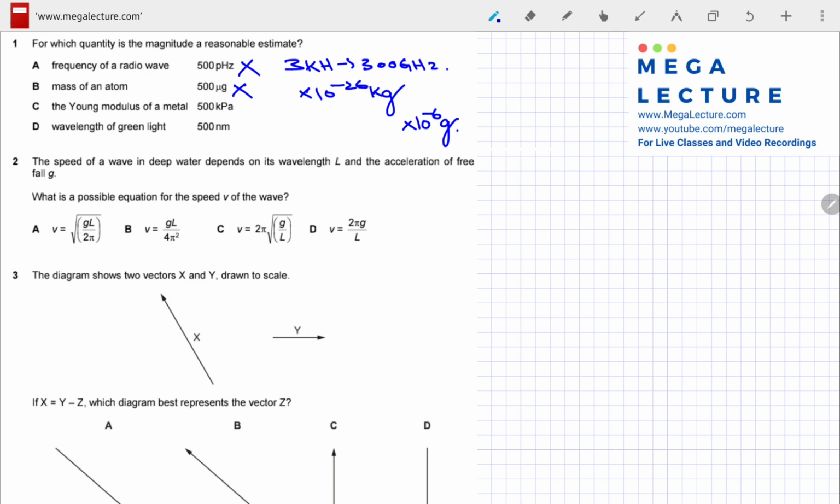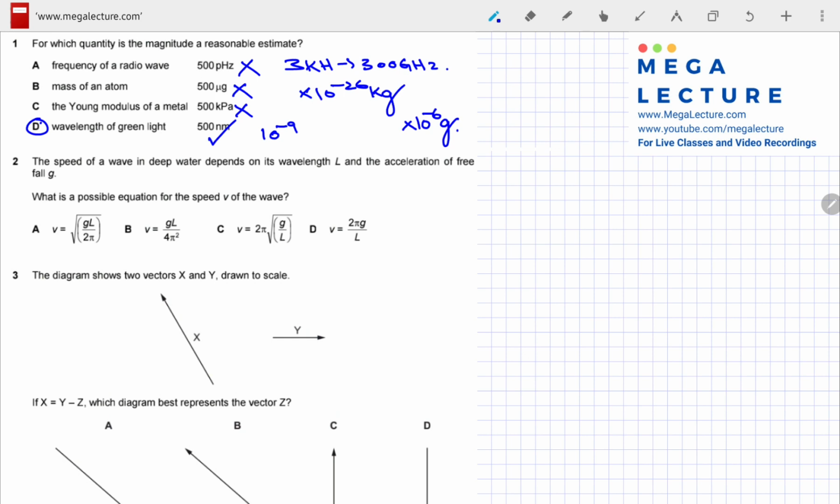fulfill the condition. Then we have Young modulus of a metal, and that is 500 kilopascals, but this is also not within the range, because for steel you have 215 gigapascals, and for aluminum it's around 70 gigapascals. So this is too low, so this does not fall in the range as well. What about the wavelength of light? 500 nanometers, right? We know that the light wavelength is in 10 raised to power minus 9, and so 500 nanometers sounds right. So the answer is D.